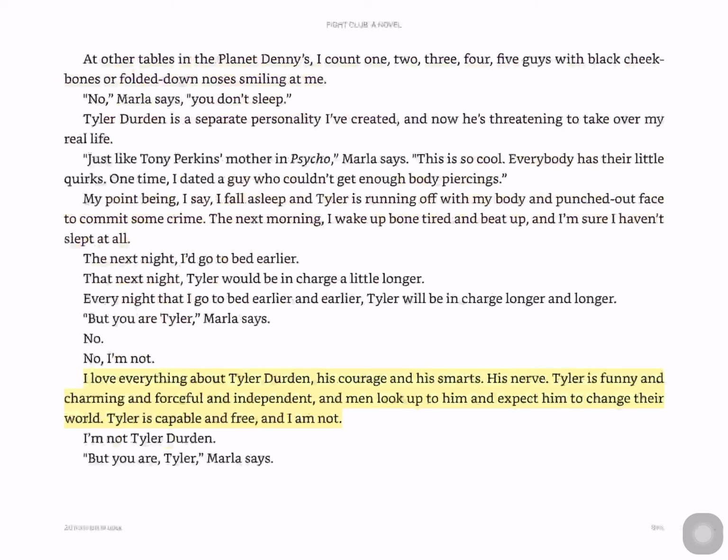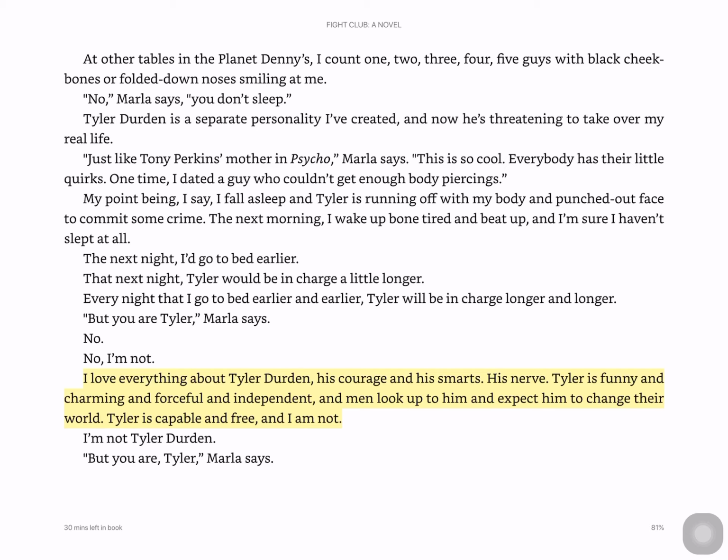At the other tables in the Planet Denny's, I count 1, 2, 3, 4, 5 guys with black cheekbones or folded down noses smiling at me. No, Marla says, you don't sleep. Tyler Durden is a separate personality I've created, and now he's threatening to take over my real life. Just like Tony Perkins' mother's in Psycho, Marla says. This is so cool. Everybody has their little quirks. One time I dated a guy who couldn't get enough body piercings. My point being, I say, I fall asleep and Tyler's running off with my body and punched out face to commit some crime. The next morning I wake up bone tired and beat up, and I'm sure I haven't slept at all. The next night I'd go to bed earlier. That next night Tyler would be in charge a little longer. Every night that I go to bed earlier and earlier, Tyler will be in charge longer and longer.